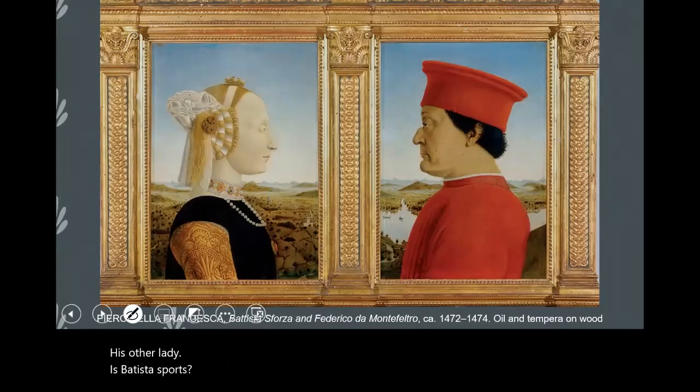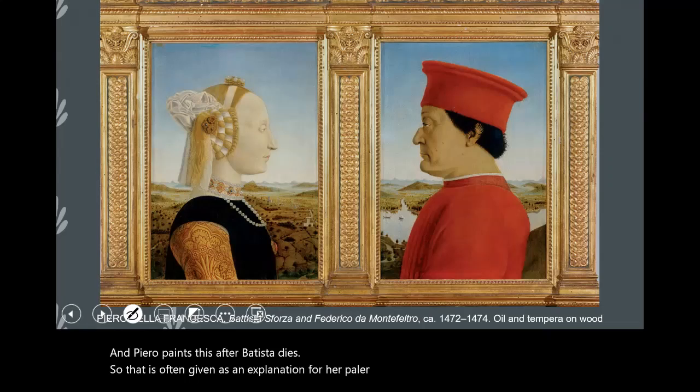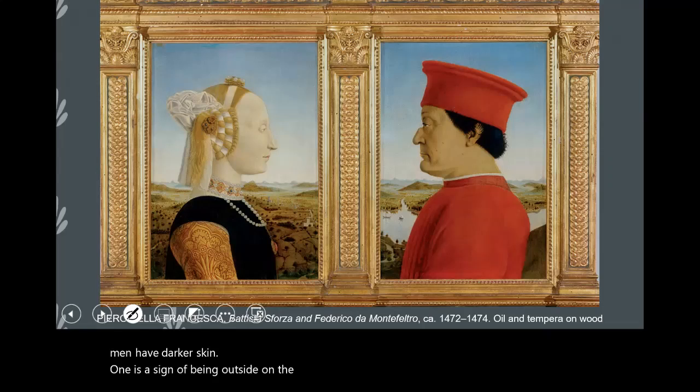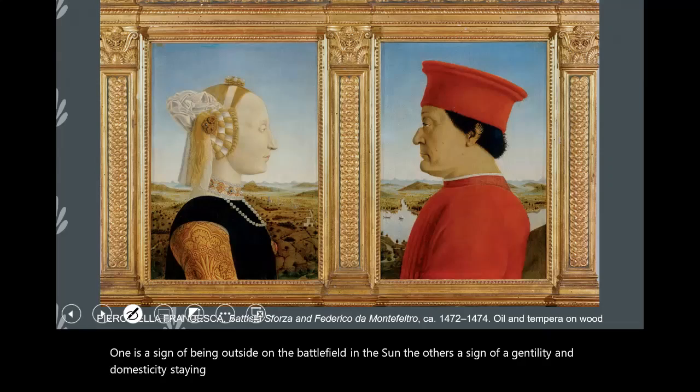And Piero paints this after Battista dies. So that is often given as an explanation for her paler skin. But often, and this is a very ancient idea, when we have both men and women in a composition, the women have paler skin and the men have darker skin. One is a sign of being outside on the battlefield in the sun. The other is a sign of gentility and domesticity, staying inside, out of the sun.